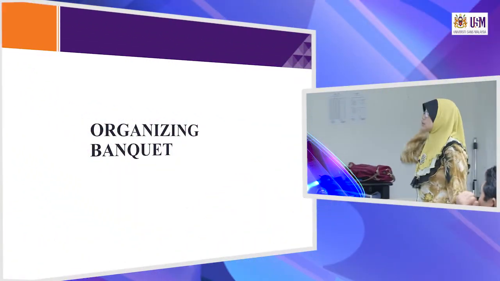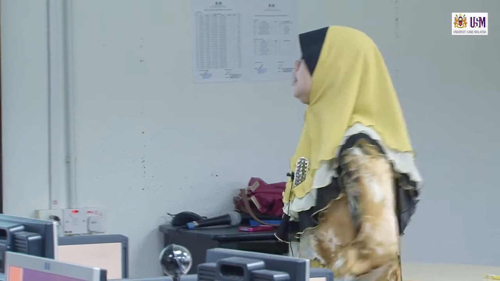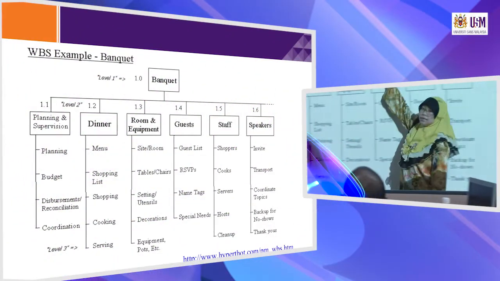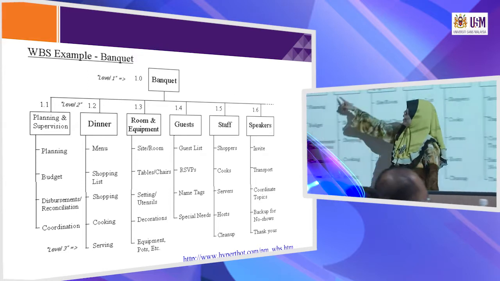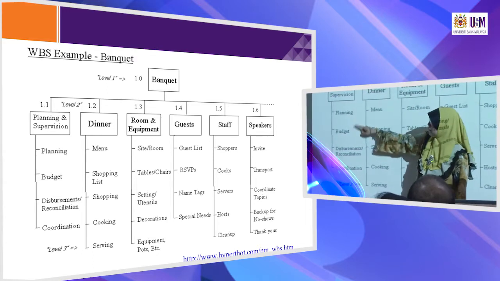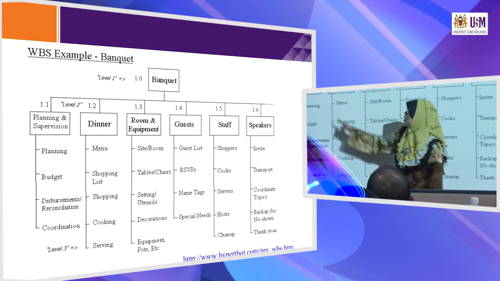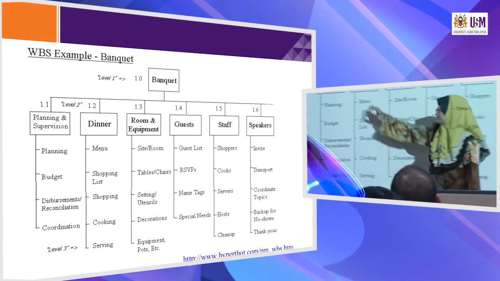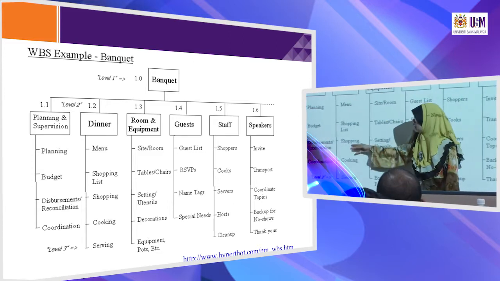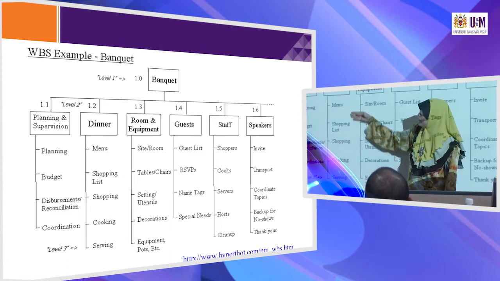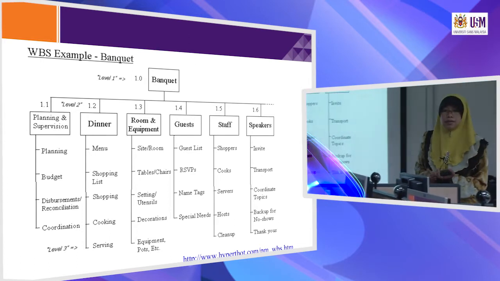So, organizing a banquet. This is the event. If you replace this with a seminar, then planning and supervision: you have planning, budget, disbursement, and then coordination. One person will supervise this part. This package, we call it a package. Dinner, then we have lunch. What consists in the lunch: menu, shopping list, shopping or anything that involves the lunch, breakfast, tea break and so on.